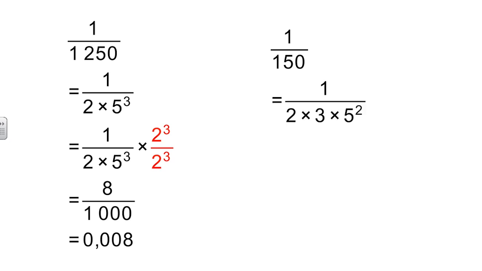Contrast that with 1 over 150. 150 can prime factorize into 2 times 3 times 5 squared. And while that 2 on the denominator can be made into a 10, and the 5 squareds can be made into a power of 10, 3 cannot. And because of that, 1 over 150 will in fact repeat rather than terminate.